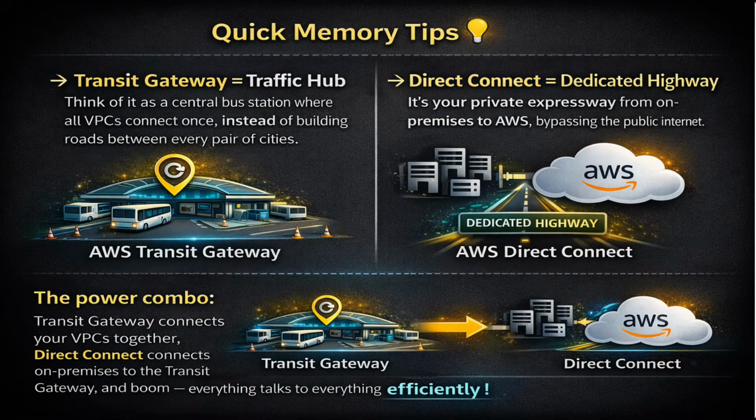Quick memory tips. Transit Gateway equals traffic hub. Think of it as a central bus station where all VPCs connect once, instead of building roads between every pair of cities. Direct Connect equals dedicated highway. It's your private expressway from on-premises to AWS, bypassing the public internet. The power combo: Transit Gateway connects your VPCs together. Direct Connect connects on-premises to the Transit Gateway. And boom, everything talks to everything efficiently.